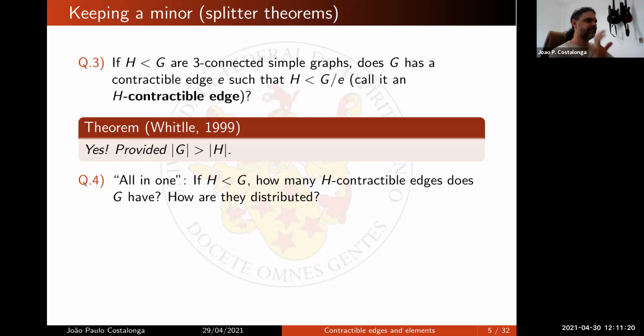And we can make a mix of the three questions. If H is isomorphic to a minor of G, how many H-contractible edges does G have? And how are those H-contractible edges distributed? This is what I will be talking about.